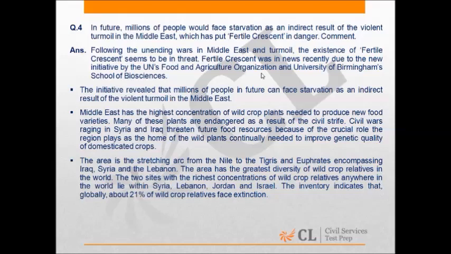Because globally, the highest concentration of CWR per unit area is found within the borders of Syria, Lebanon, Jordan, and Israel. The ongoing conflict and incessant wars can put the wild crops concentrated in the Fertile Crescent at risk.